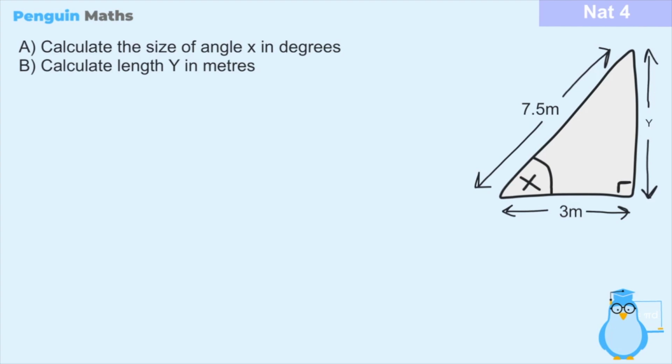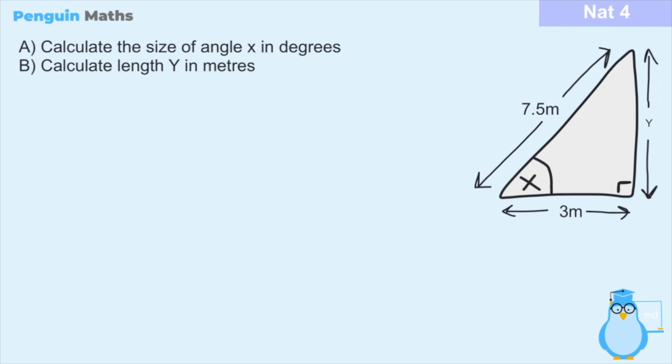Okay, so let's have a look at this question now. We have two parts to it, and the first part is asking us to calculate the size of angle x in degrees, which we can see here, that's this angle. And then in B, we've also been asked to calculate a length y in metres, which we can see here as well. We've also been given two lengths of the right angled triangle of 3 metres and 7.5 metres. So let's get started with part A.